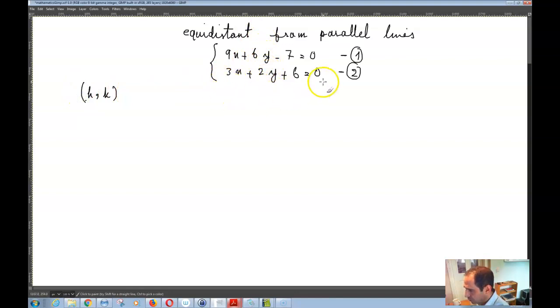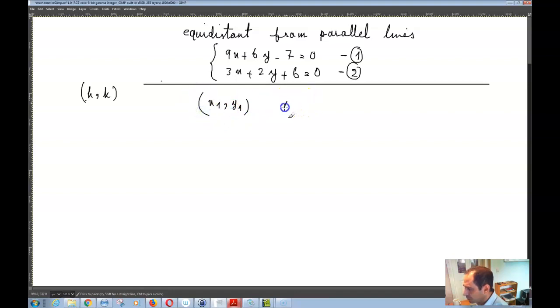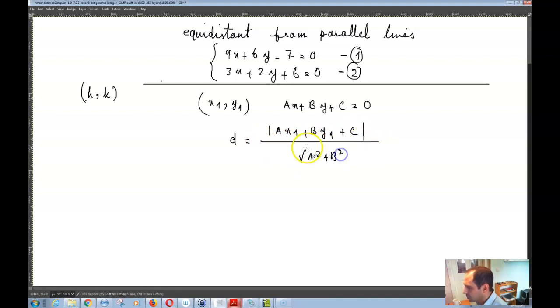So of course, if you have some point x1 comma y1, and if you have some line, for example, ax plus by plus c is equal to 0, the perpendicular distance of this point from this line is going to be d is equal to the absolute value of ax1 plus by1 plus c over the square root of a squared plus b squared.